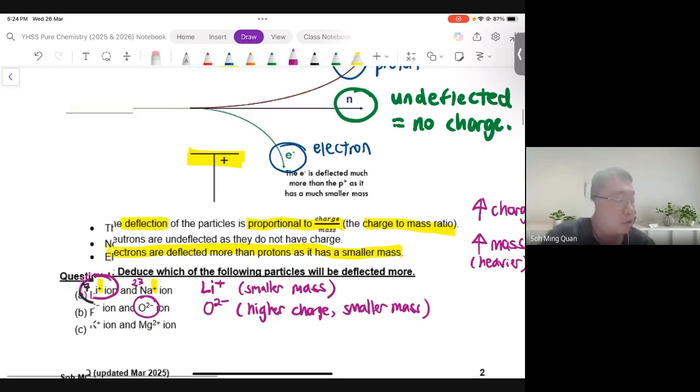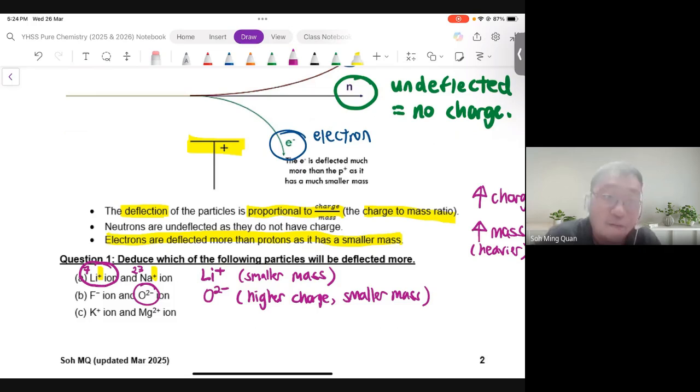Now I shall leave 1C for you to think about. 1C: which of the two ions will be deflected more? Let me give you a few seconds to think about 1C. And thereafter, can you please type your answer, which particle will be deflected more, into the chat?